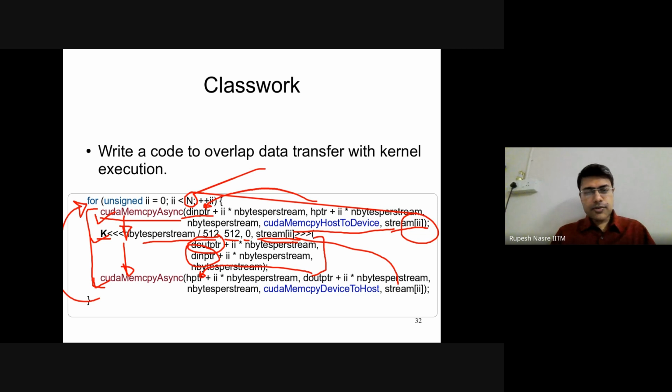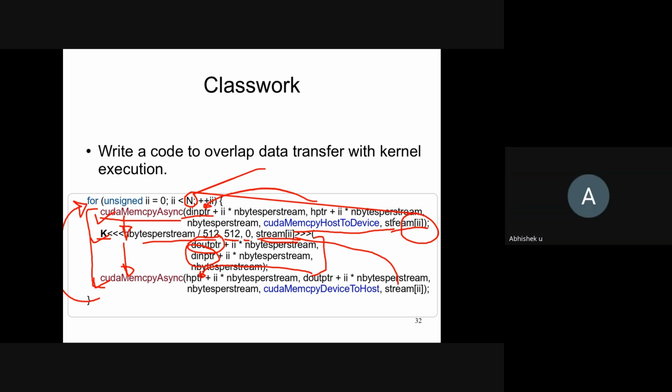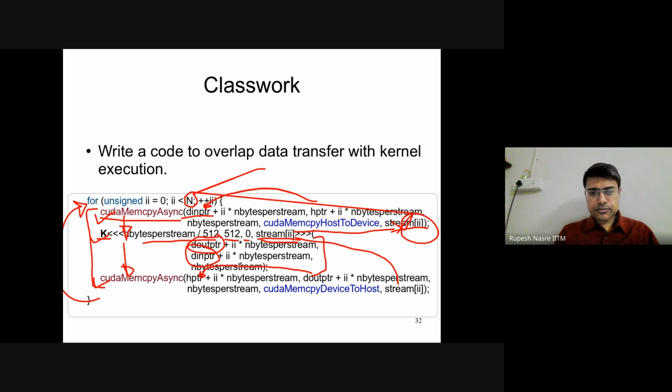Imagine the case where you don't use any stream here. In that case, how is the behavior going to be? All of these are going to use the default stream, which we have been using. So all the iterations are going to go into the same stream. For i equal to 0, these three operations, cudaMemcpy, K and cudaMemcpy, are sequential, but the second iteration, i equal to 1, is also sequentially executed.